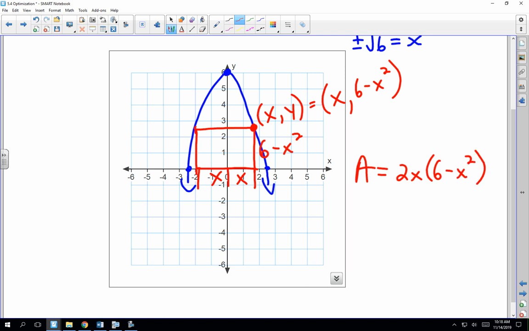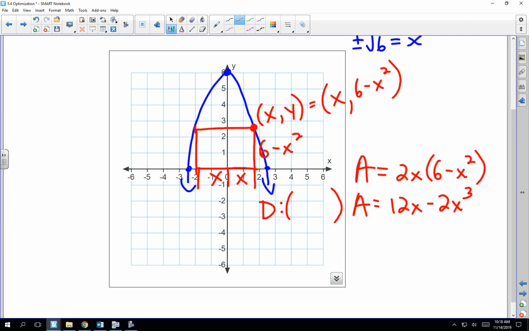And I got a nice polynomial function here. A equals 12x minus 2x cubed. It's a cubic, so it's not quite as nice as the last one, but it's a polynomial function. As a matter of fact, when I take the derivative of it, it's now quadratic, and I can solve it pretty easily. Oh, we should talk about domain. What's the domain here? And it's open once again for the same reason that Jeremiah said the other one was.